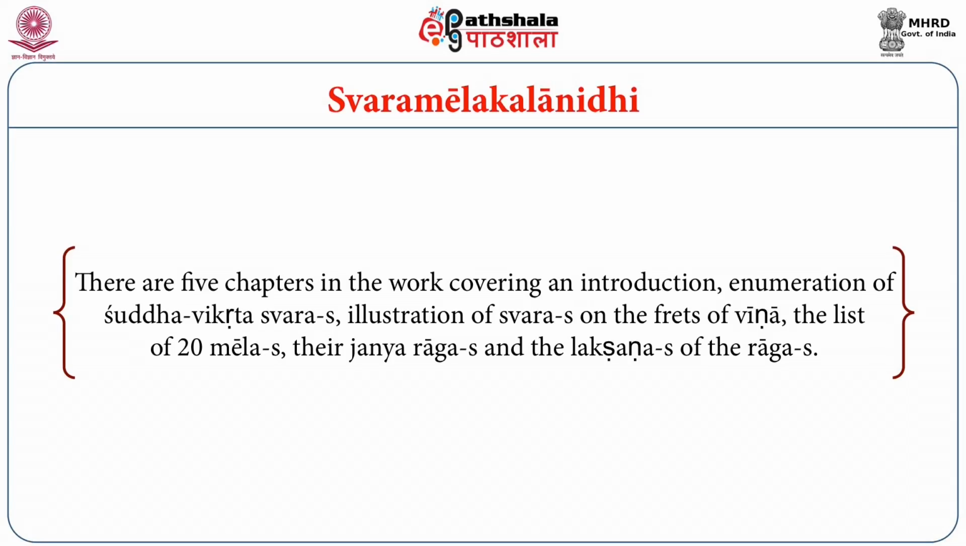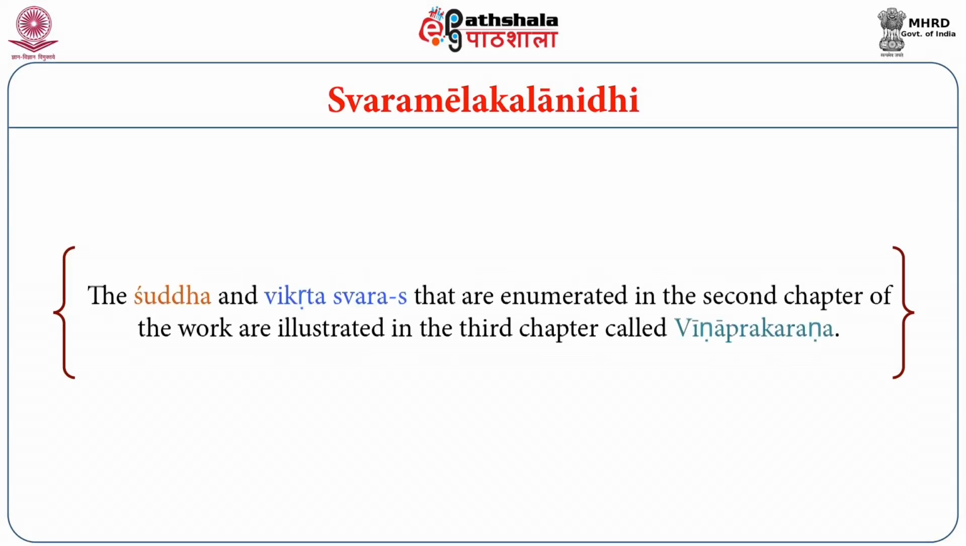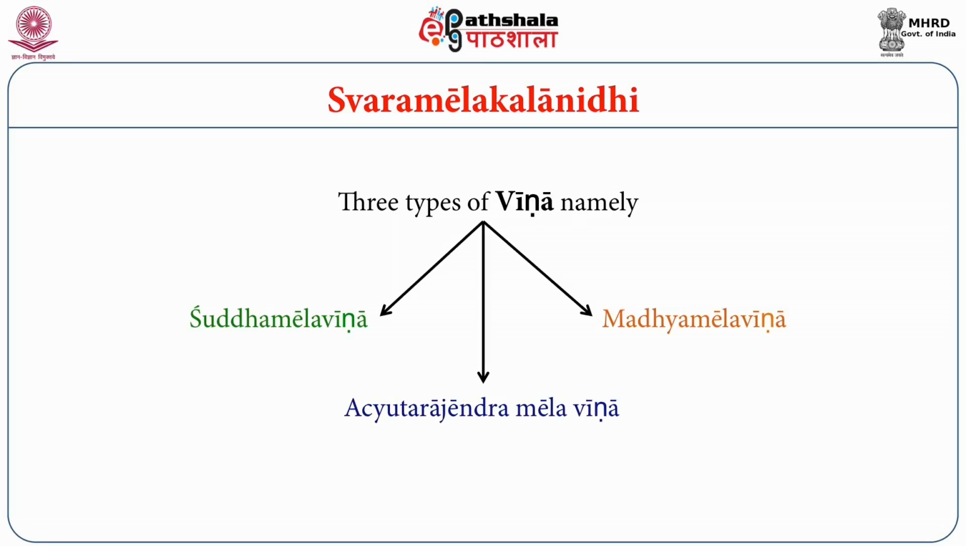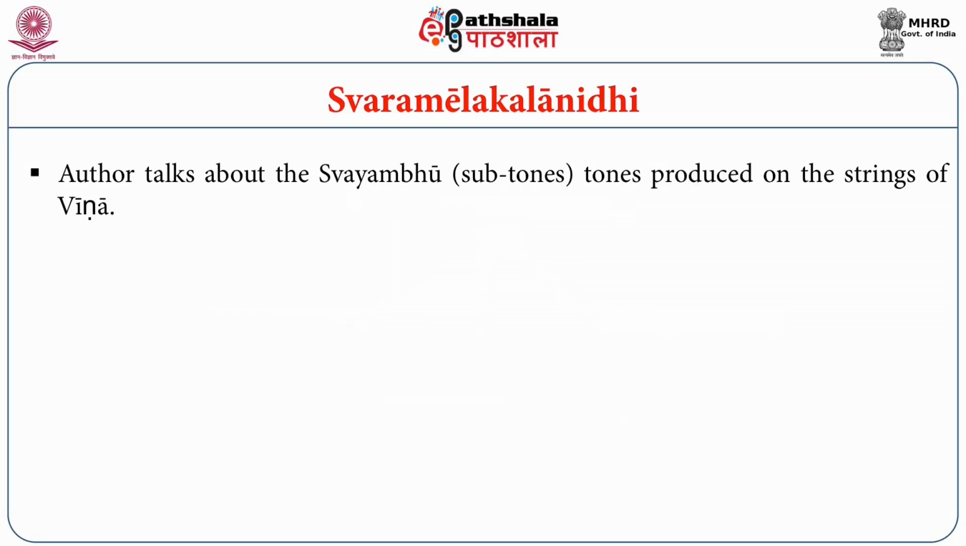He gives a list of 20 melas, their janya ragas and also their characteristic features or lakshanas. The Swaramela Kalanidhi speaks of the Shuddha Vikrita Swaras, which were enumerated in the 2nd chapter of the work, and in the 3rd chapter, the Veena Prakarana, he speaks of 3 types of Veena: the Suddha Mela Veena, Madhya Mela Veena and Achyuta Rajendra Mela Veena. The author also speaks of some subtones or Swayambhu Swaras which are produced on the strings of the Veena.